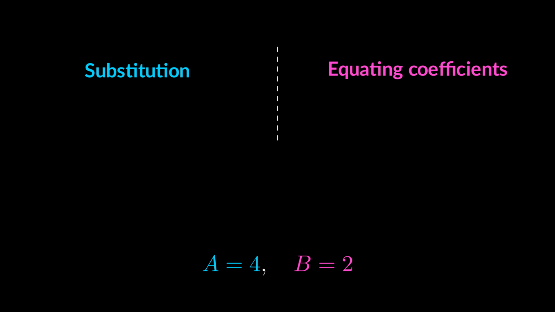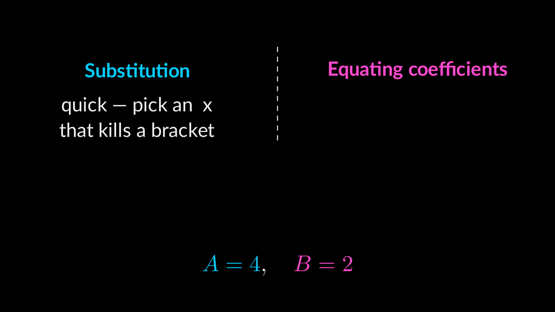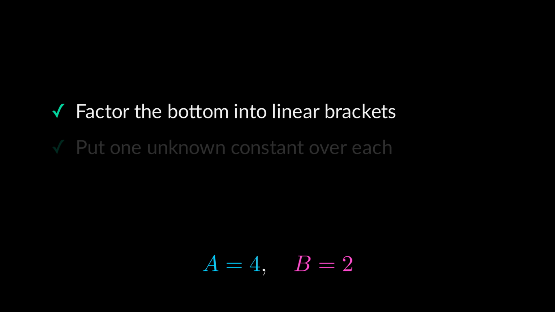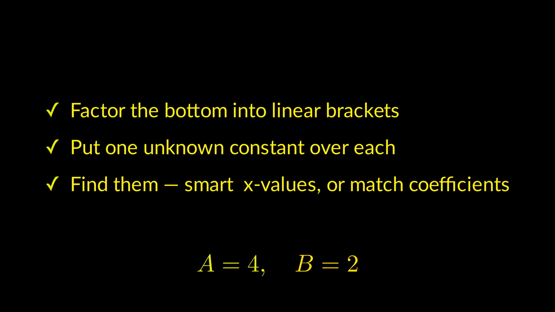So which method do you actually reach for? Substitution is quick, the moment you can choose an x that zeroes out a bracket. And here, you could, twice over. Equating coefficients is the workhorse. A little slower, but it never lets you down, and it makes a lovely check when you want to be certain. Either way, the recipe doesn't change. Factor the bottom, write a constant over each piece, then go hunting for those constants. Get really comfortable with this one now, because once integration and binomial expansions come along, you'll be splitting fractions like this without even thinking about it.